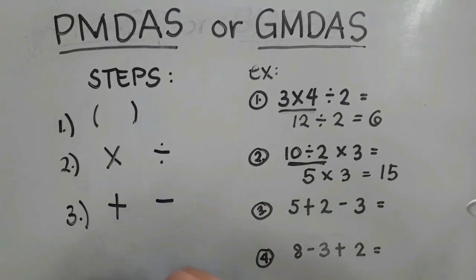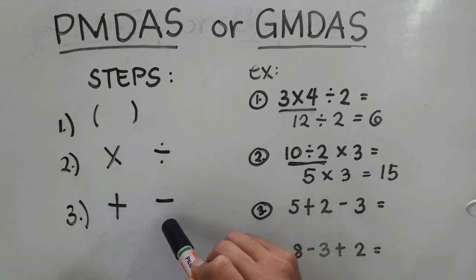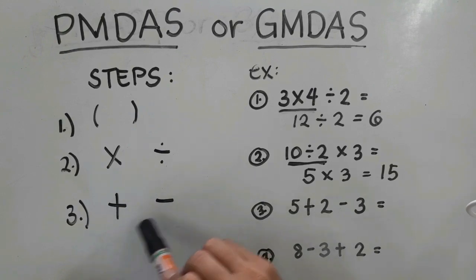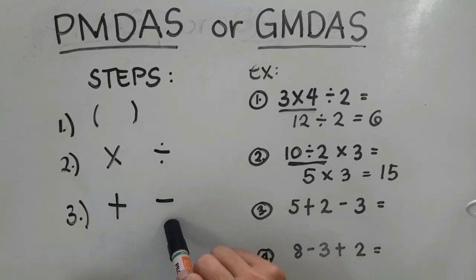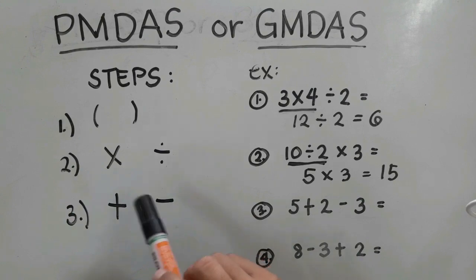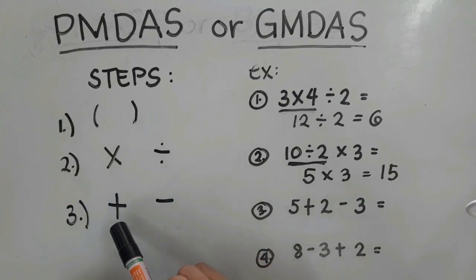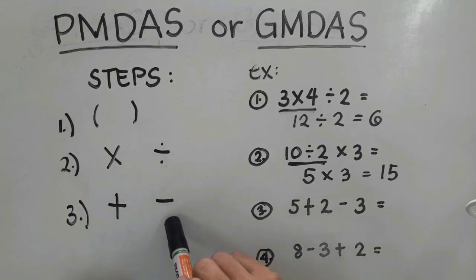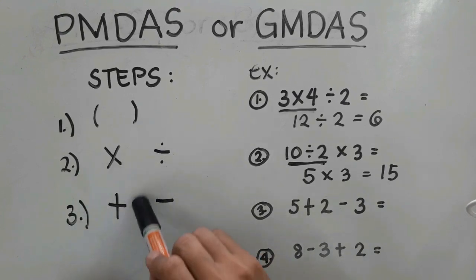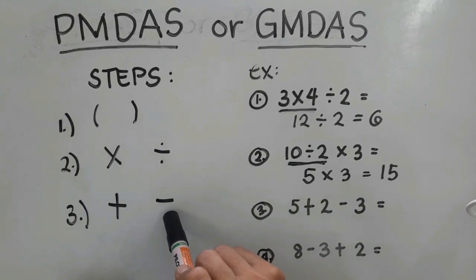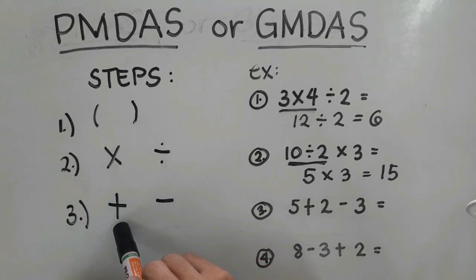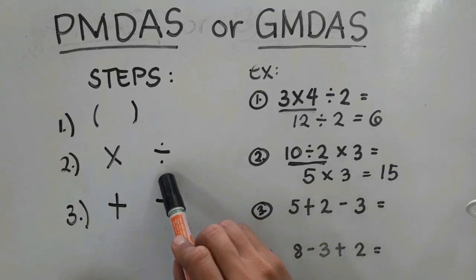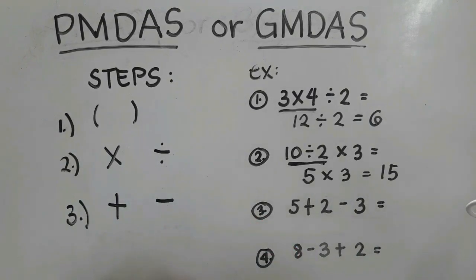Now, for step 3, you are going to solve the addition and subtraction. Since there are two operations, you are going to solve first the operation that comes first. If addition comes first before subtraction, then you have to add first. If subtraction comes first before addition, then you have to subtract first. For example, 5 plus 2 minus 3.